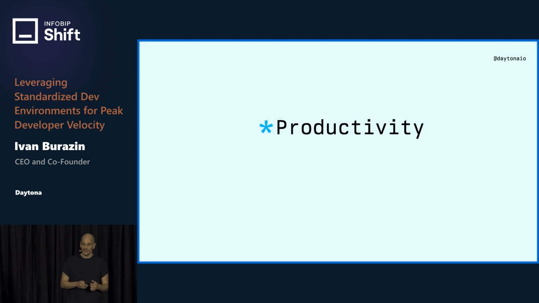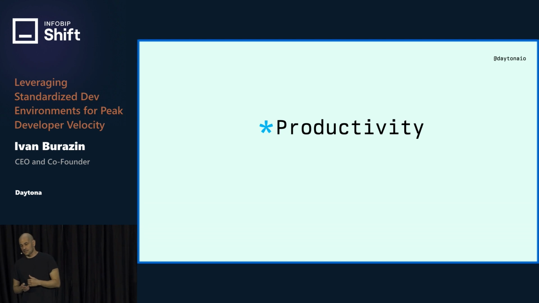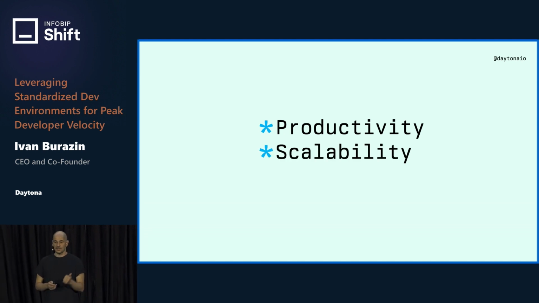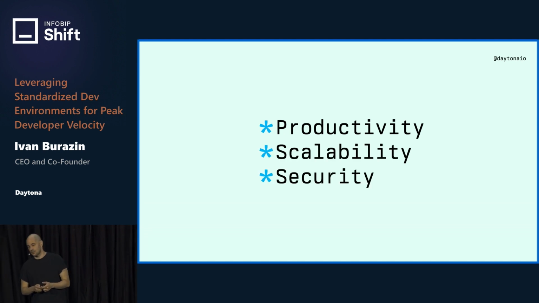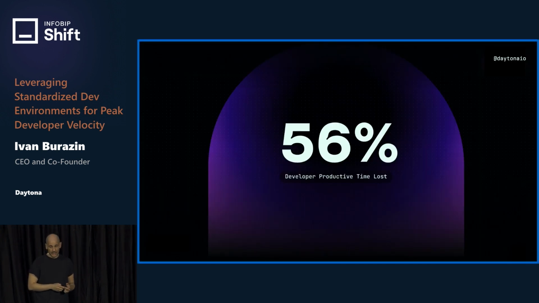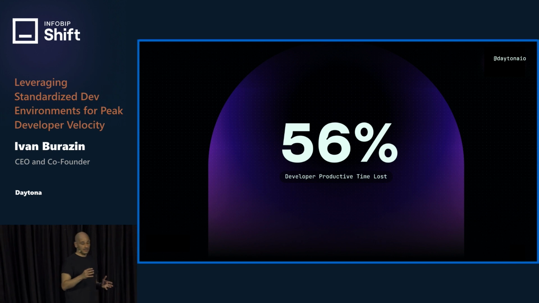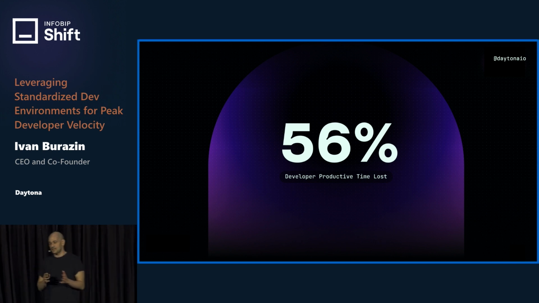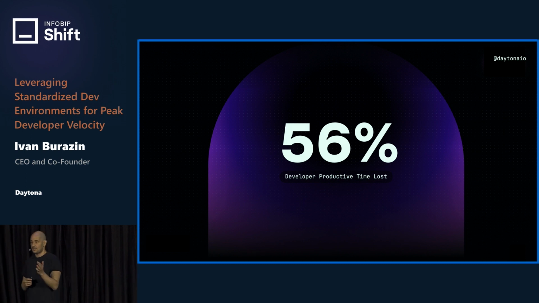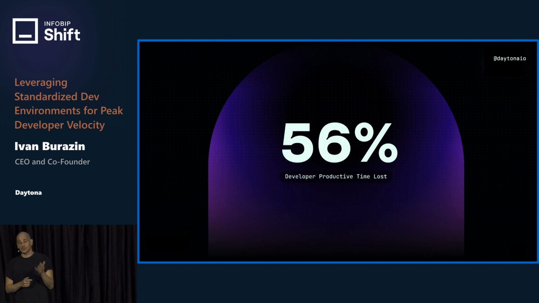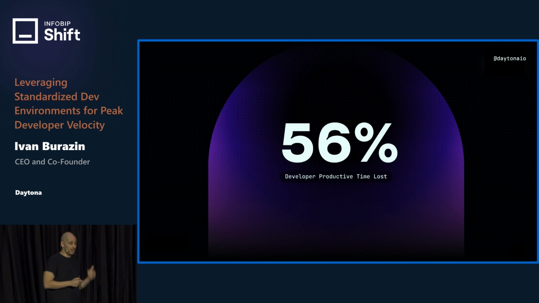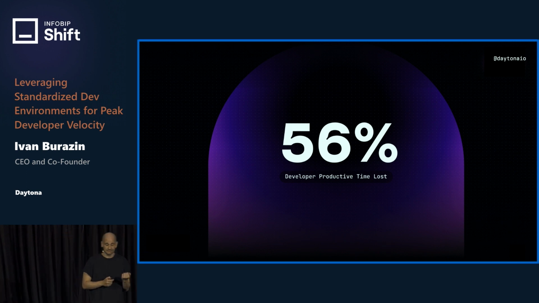Basically, we have three pillars of standardized development environments and how they help them. So there's productivity, scalability, and security. Productivity, I'll jump right into it. The number figures out about 56, but we found that it's anywhere from 50 to 70% of a developer's productive time is actually lost doing a lot of bullshit.